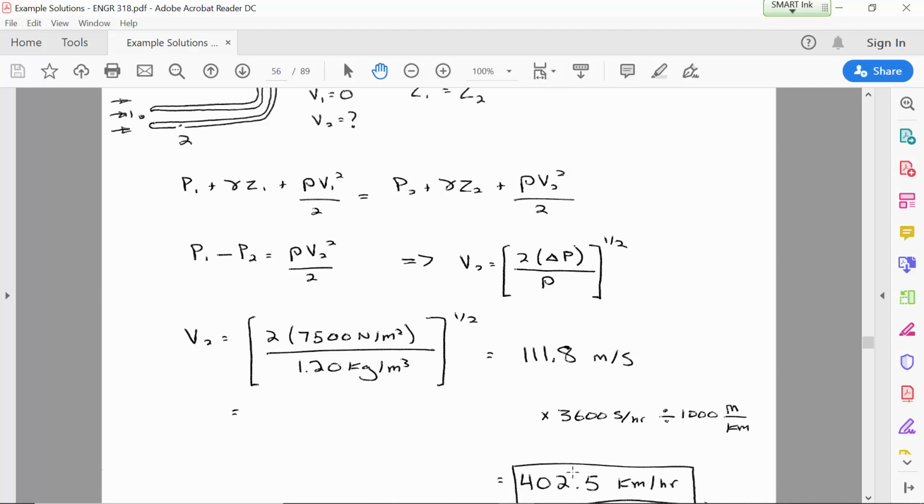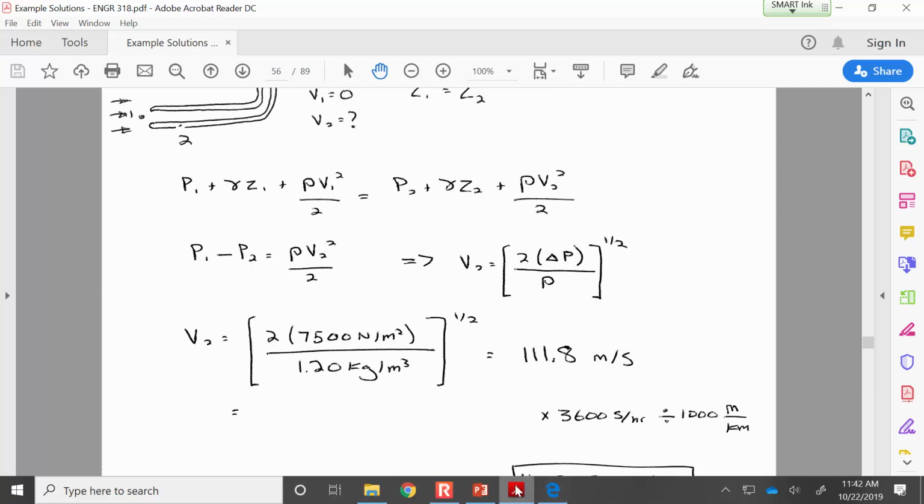and then to make the conversions to kilometers per hour, you have to convert to how many meters there would be in an hour, so you're multiplying by 3,600, and then from meters to kilometers by dividing by 1,000. So 402.5 kilometers per hour.